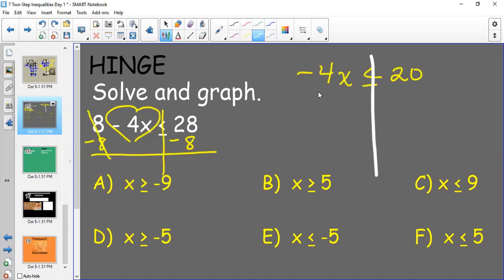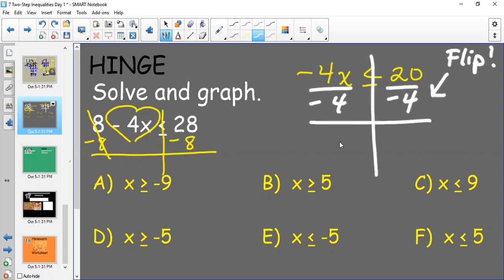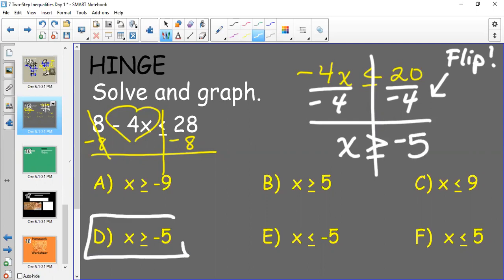And then we would divide both sides by -4. And when you divide by that negative, we should definitely flip our inequality symbol. And so the final answer here is x is greater than or equal to -5. The correct answer should have been letter D.